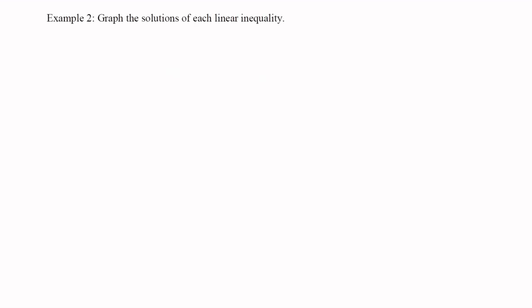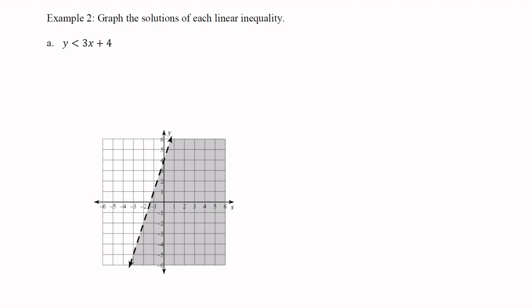So we're going to graph the solutions of each linear inequality. Starting with this one, y is less than 3x plus 4. We graph it by finding our slope, which is 3. So we have our y-intercept of 4. You plot your y-intercept at y equals 4, and then you're going to do your slope of 3 by either going up 3 and to the right one, or down 3 and to the left one. And then you're going to shade your graph.